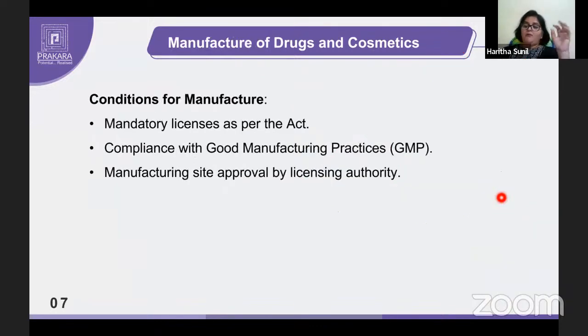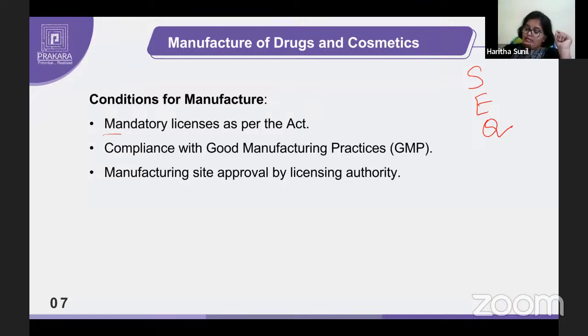Then coming to the manufacturing of drugs and cosmetics. So what is the manufacturing of drugs and cosmetics? Here this particular Act ensures that the drugs and cosmetics manufactured in India meet the highest standards of safety, efficacy, and quality. And to achieve this, strict regulations have to be maintained where the manufacturing is being carried out.